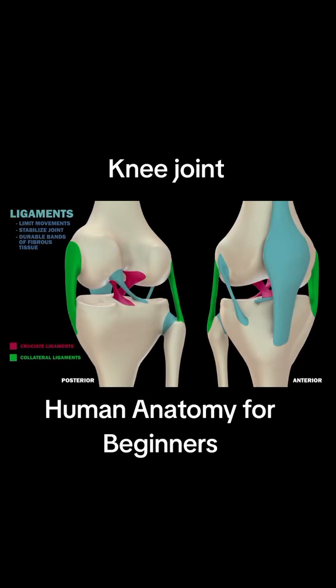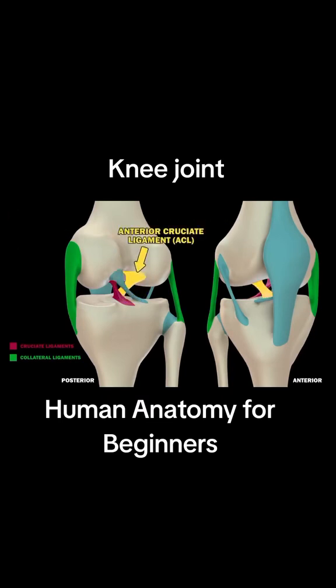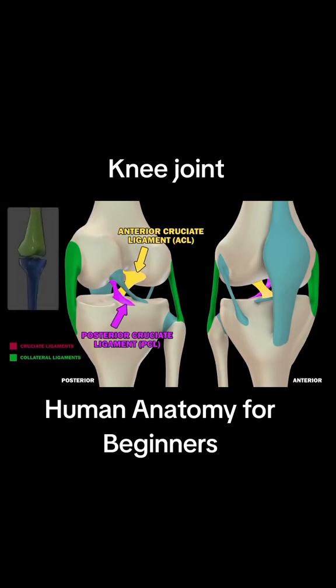The cruciate ligaments can be seen through the intercondylar notch of the femur. There is the anterior cruciate ligament, or ACL, and the posterior cruciate ligament, or PCL, which stabilize the knee. The ACL prevents the tibia from being pushed forward relative to the femur, while the PCL prevents it from being pushed backwards relative to the femur.